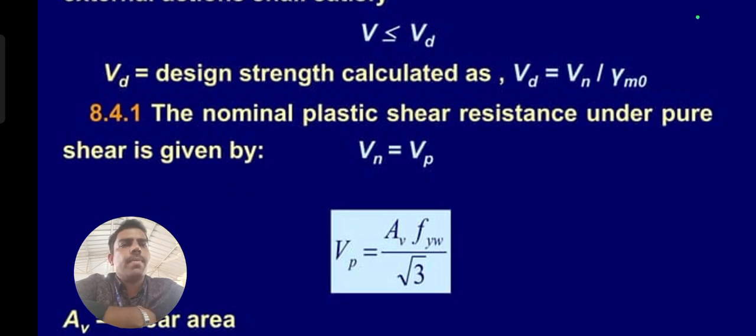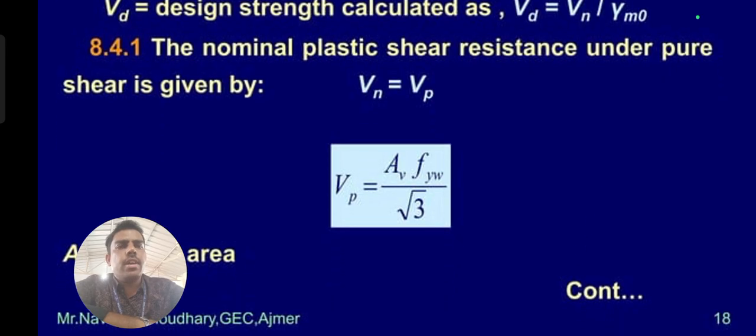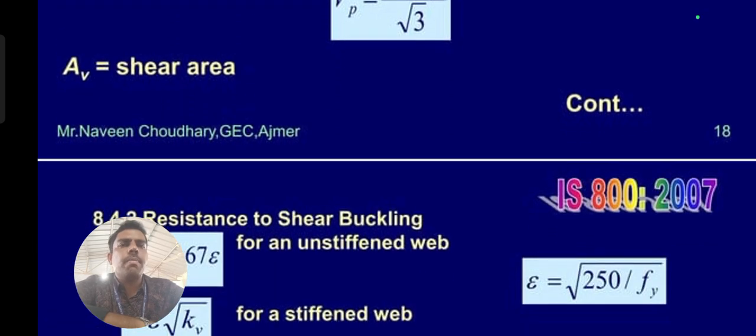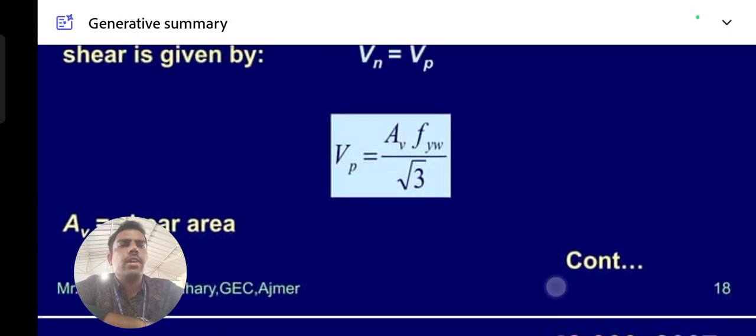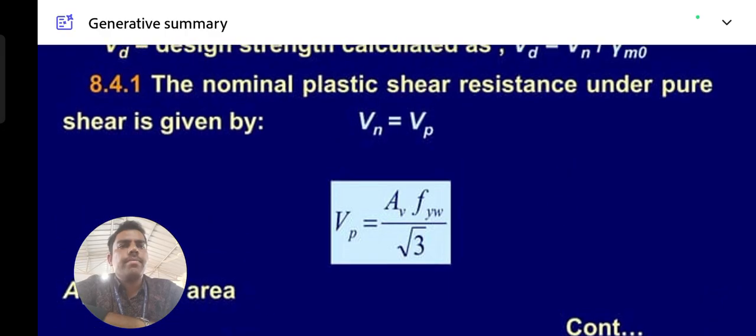What is gamma m0? It is 1.1, generally taken in the problems. The nominal plastic shear resistance under pressure is given by Vn equal to Vp, the plastic shear resistance. How to define that? Vp means Av fyw by root 3. By using this formula, you have to find out the plastic shear resistance.